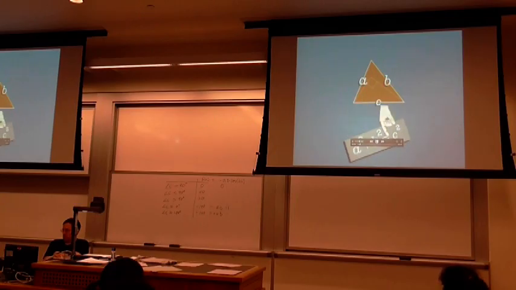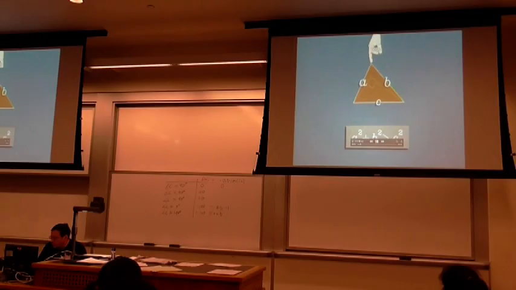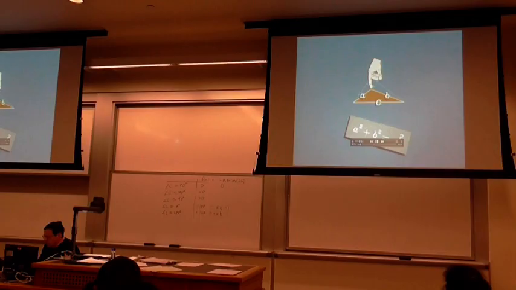So A squared plus B squared is greater than C squared. When it moves down, the angle increases, but both A and B decrease. So A squared plus B squared is less than C squared.